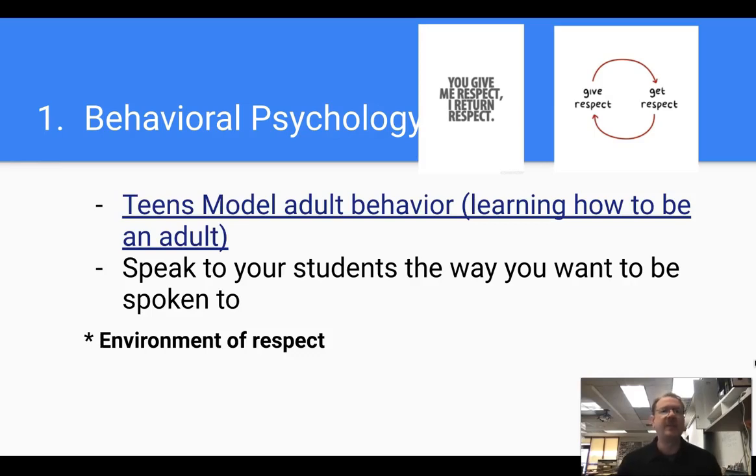The first step is behavioral psychology. Teenagers model adult behavior. A great example of this is a teenager will say, look, you give me respect first, I'll give it back to you. An adult will say, no, I'm the adult, you need to respect me first, and then I'll give it back to you. If you look at those arguments side by side, they're the same argument: respect me first, and I'll give it back to you. As teachers, we can use that to our advantage, so we start giving respect from day one to our students.